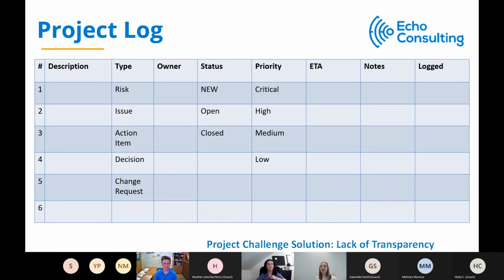You know, some people may have heard of something similar like issue log or risk log. Project log really is all encompassing. It includes risks, issues, action items, decisions, and change requests. So really, again, this is just the basic framework, making sure you have a status, what the type is, what the priority is, ETA, and also we like to keep a log of when was that logged, so we can reference back to that.